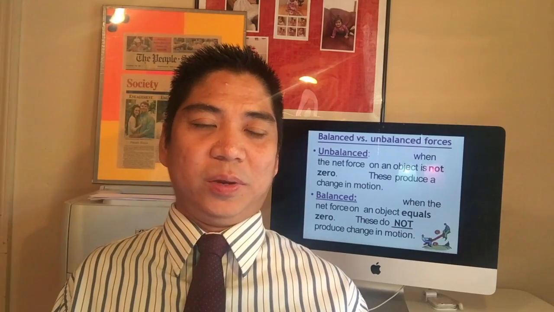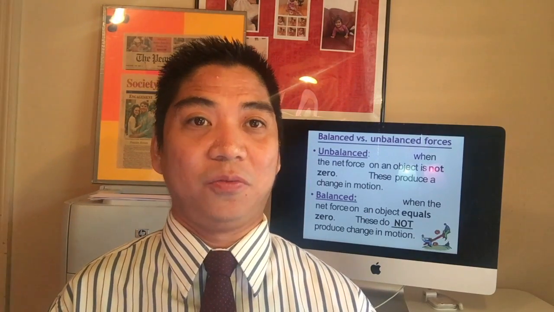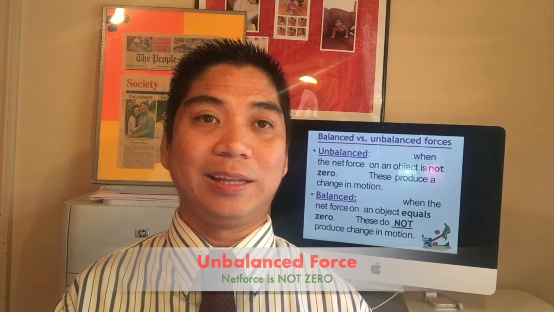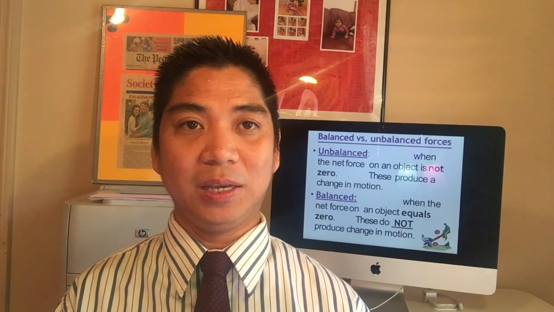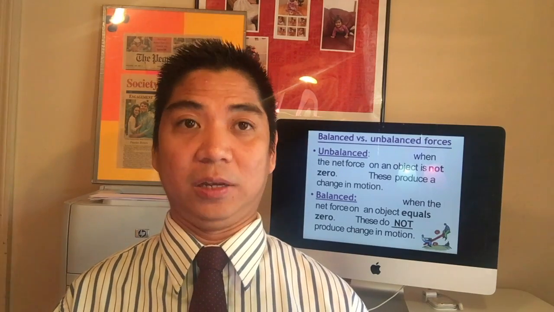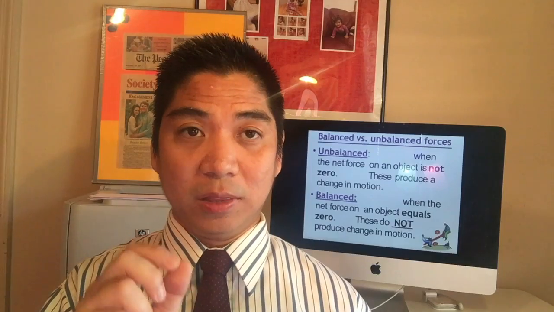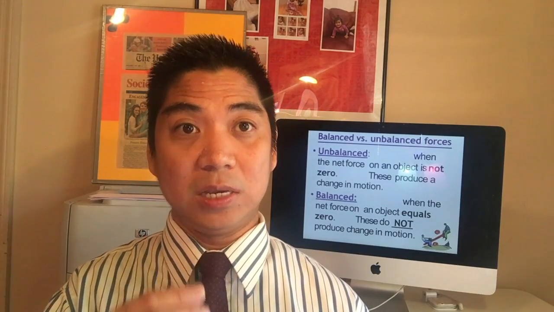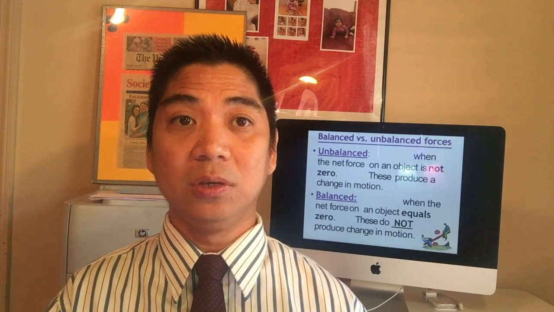Alright, as we continue with our lesson, I'm going to teach you about balanced and unbalanced force. When we say unbalanced force, the net force is not equal to zero. This takes place because one object is exerting more force as compared with the other object. For example, I'm trying to push something. The amount of force that I'm going to exert, for example, is 50 newtons. And then the object would exert about 25 newtons.